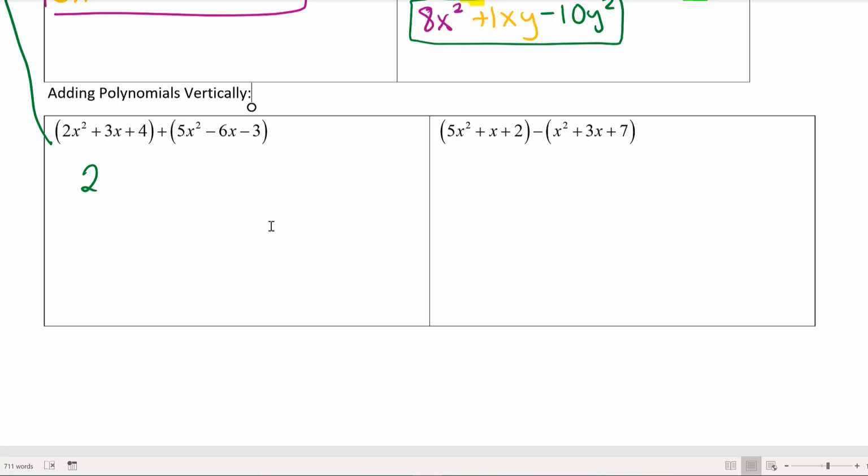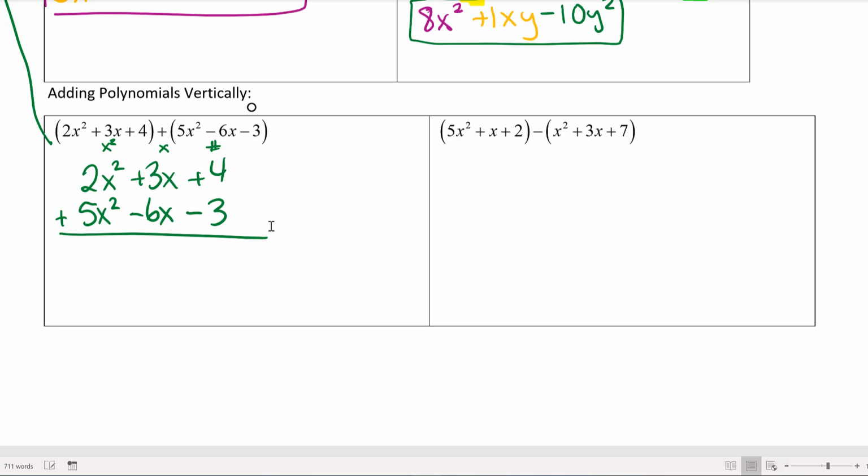So we could take 2x squared plus 3x plus 4, and notice this is going to be like our x squared column, this is going to be our x column, and this is going to be our number column. So underneath, I'm going to write plus. The 5x squared is going to go underneath the other x squared. So what I'm doing here is I'm just lining up all the like terms, line up all the x's, line up all the numbers, and then I can just add down.